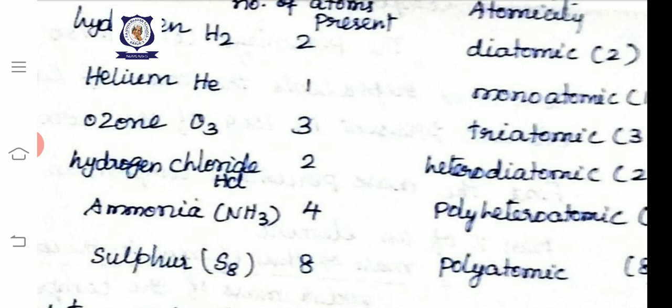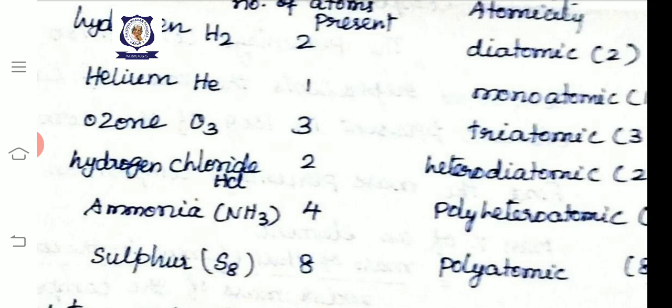Heterodiatomic molecule. Next, ammonia. The formula of ammonia is NH3, 1 nitrogen, 3 hydrogen. Combined, how many atoms? There are 4 atoms. So more than 3, we use the word poly. Two different elements, nitrogen combined with hydrogen. So polyheteroatomic molecule. The atomicity is 4 for ammonia.